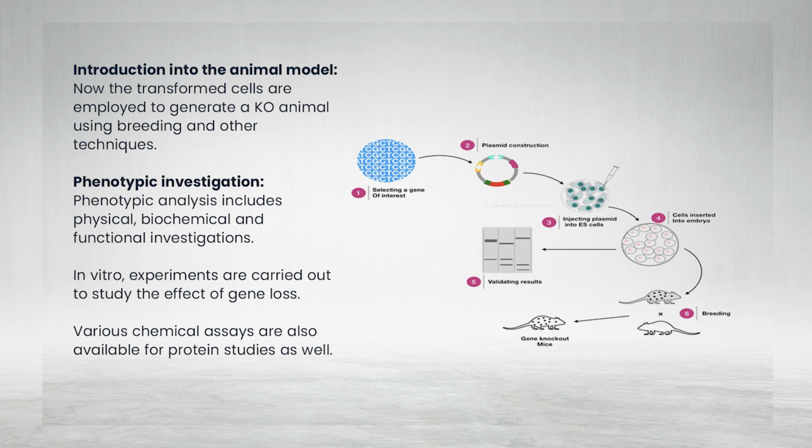Phenotypic investigation involves physical, biochemical and functional investigations. In vitro experiments are carried out to study the effect of gene loss. Various chemical assays are also available for protein studies as well. As you can see in this pictorial representation, this is how knockout technology is performed, which has been explained in the previous steps.